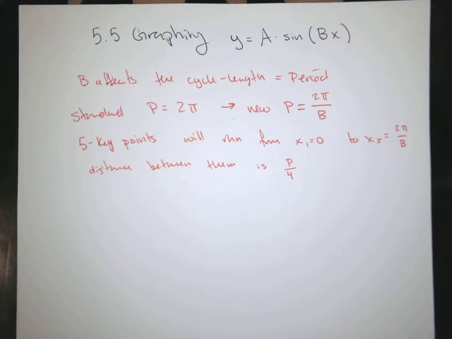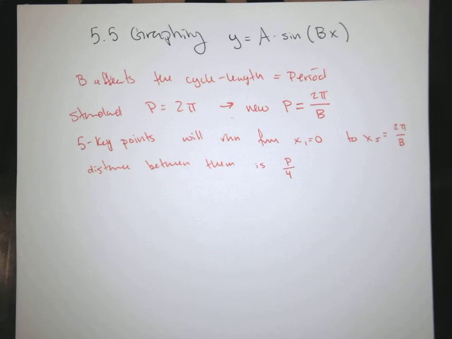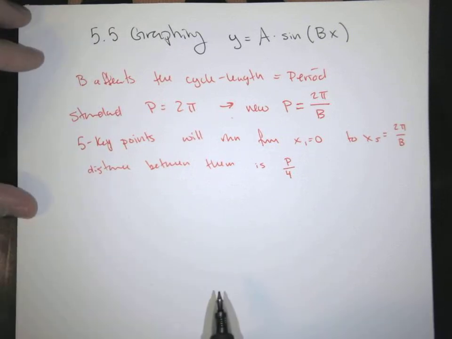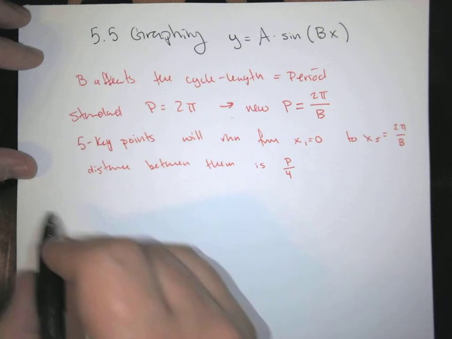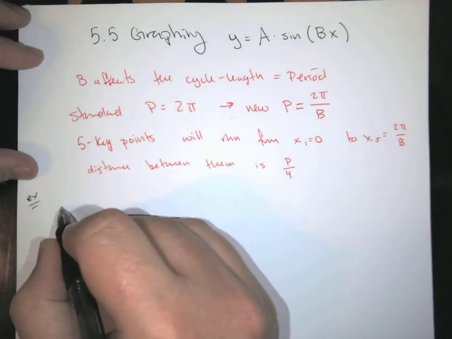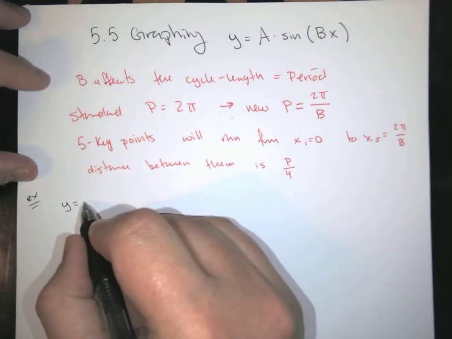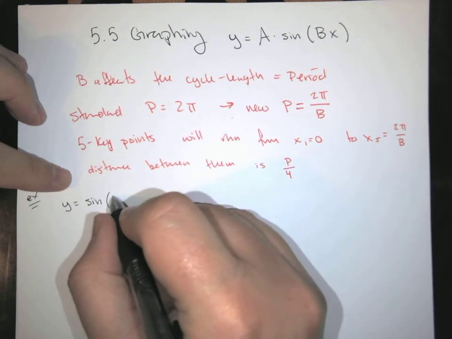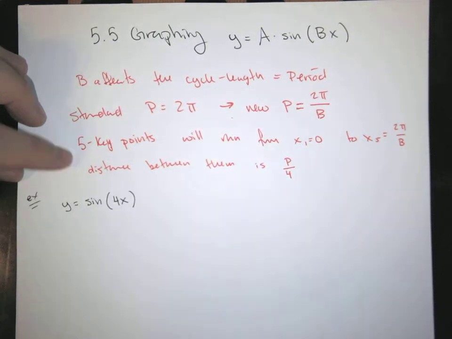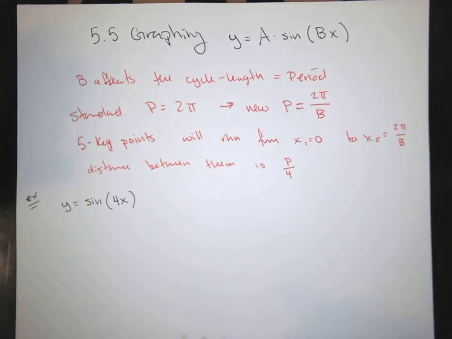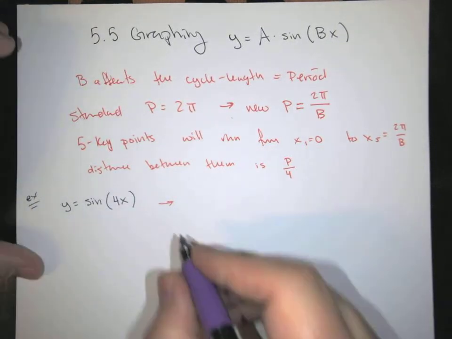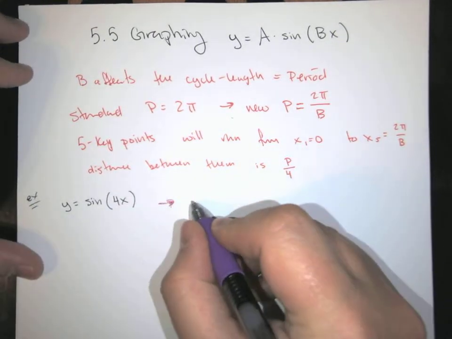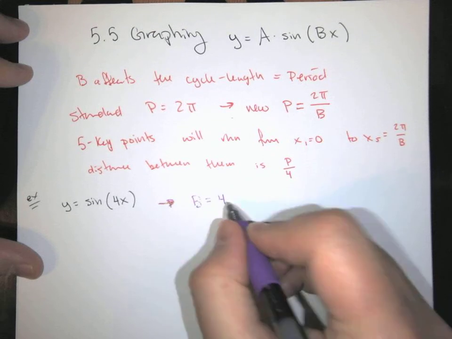As always, let's run an example to try to learn this. We're not going to put an a on first. Let's just do this cycle length change. So let's say y is the sine of, let's do 4 times x. I'll switch our colors here. So the effect here is our b value is 4.